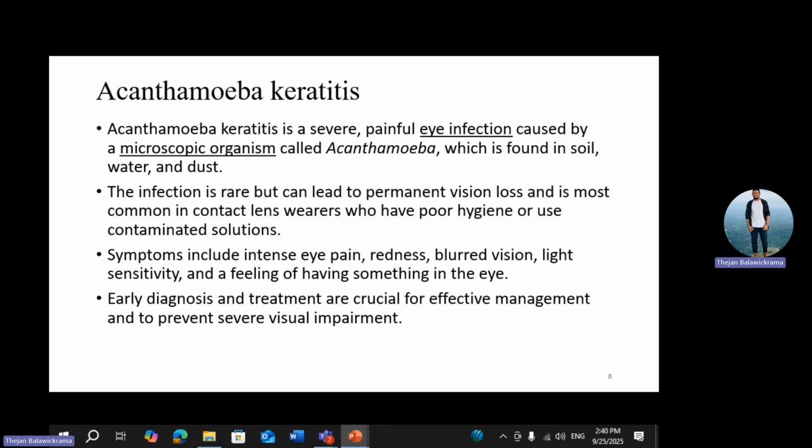Well, speaking of the natural habitats of this parasite, it is found in soil, water, and dust. Eye infection has a big relationship with dust. When the eye is exposed to dust, there is a high probability for us to get eye infections.